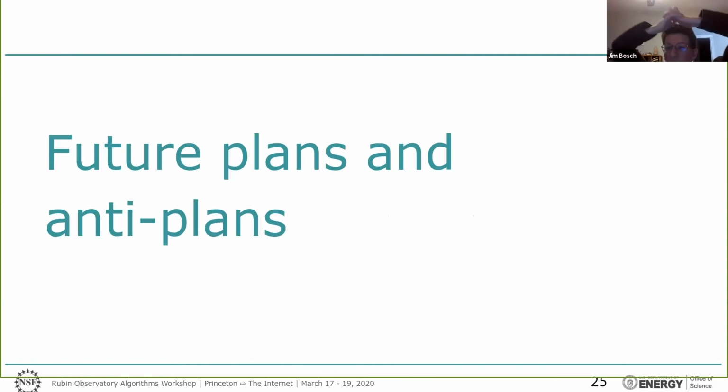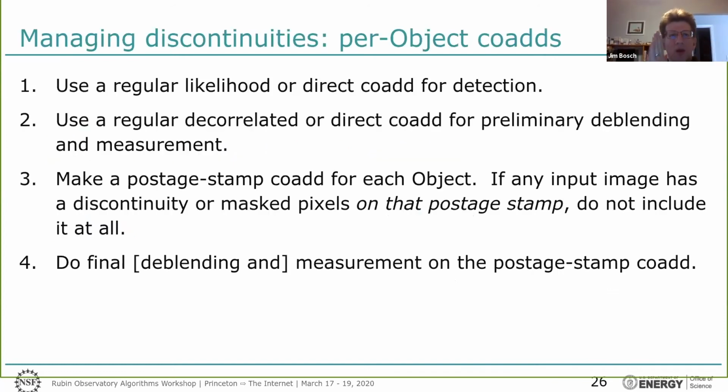Alrighty, so I've talked about lots of problems, and now I'm going to talk about the ideas we have for fixing them. First off, discontinuities. An obvious thing to do is to make per object coadds.